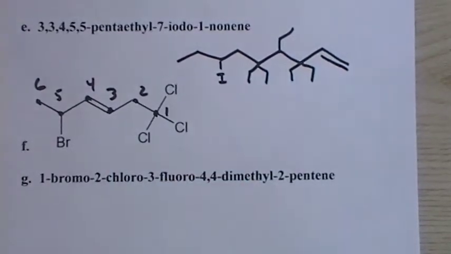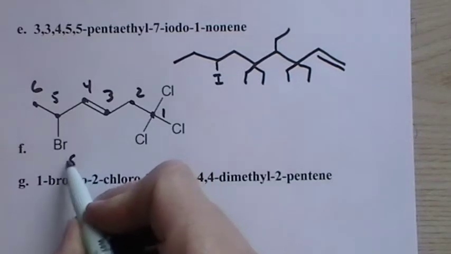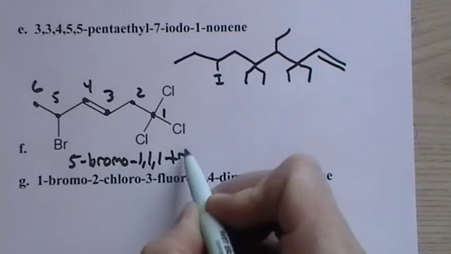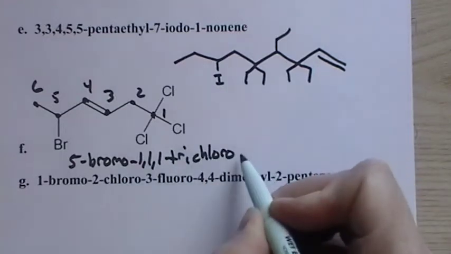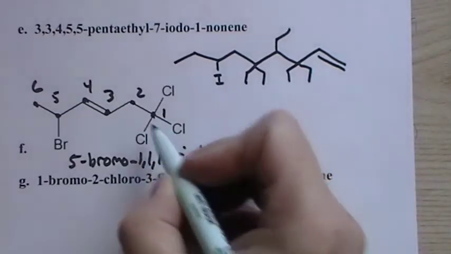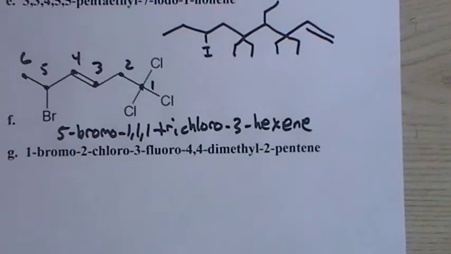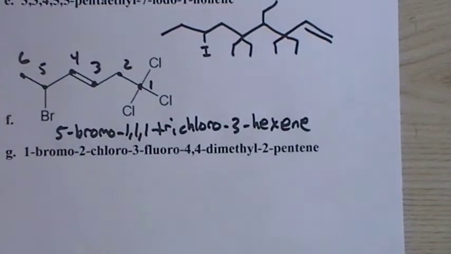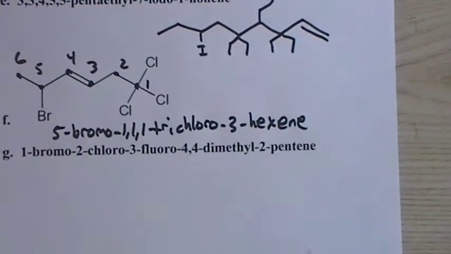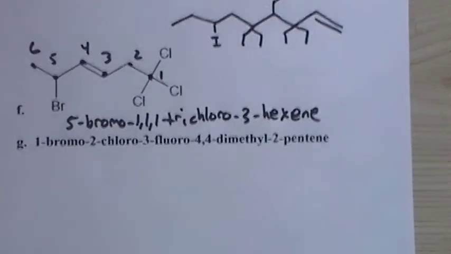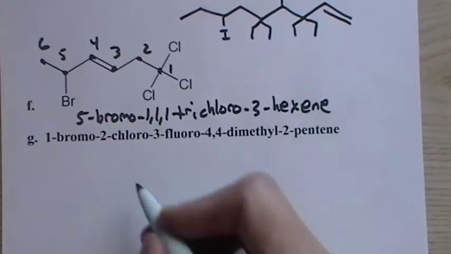So this would be, but we have to go alphabetical order, 5-bromo-1,1,1-trichloro, 3, what did I say, 6? Hexene. Make sure it's E-N-E. At this point, people get it perfectly right, and then they'll call it 3-hexane. So make sure, and I have to mark you down, this is ene, this is a double bond. And since I'm saying that, let me go back and verify that I did use ene. Yep.